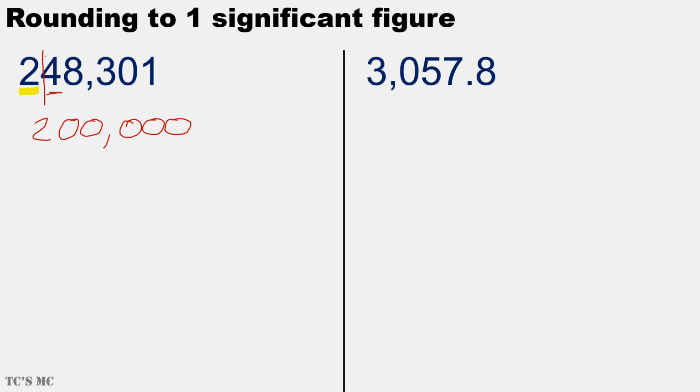In the example of 3057.8, the first significant figure is 3. This represents 3,000, which means we are rounding to the nearest thousands. This becomes 3,000. We do not put any zeros after the decimal point. Those won't give the 3 its value. The 3 zeros after the 3, however, give it the value of 3,000.